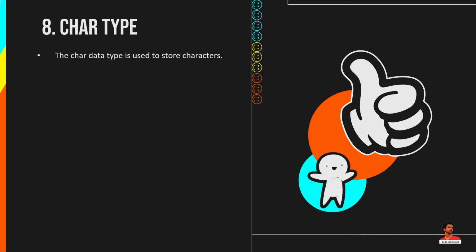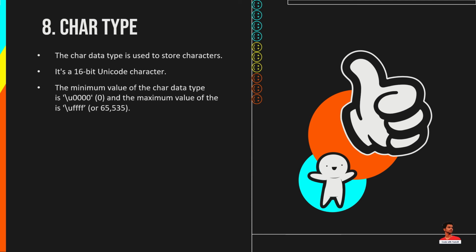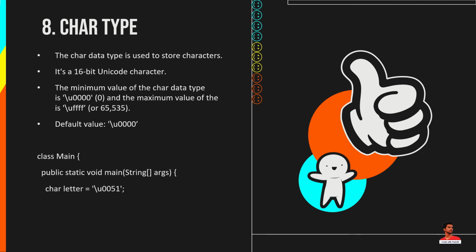The char data type is used to store characters. It's a 16-bit Unicode character. The minimum value of a char data type is 0 and the maximum value is 65,535. Its default value is 0. Here we have an example.